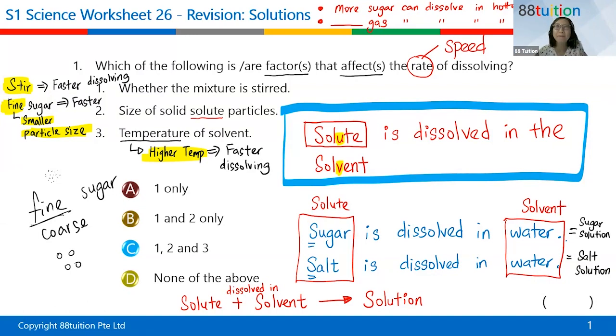If it's sugar and salt, more of it can dissolve in hotter water. But for gas, special case. So therefore, you all know the answer already. I say special case, so it's less. All right, so less gas can actually dissolve in hotter water. Okay, so just take note of that.